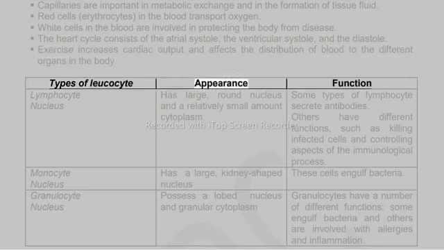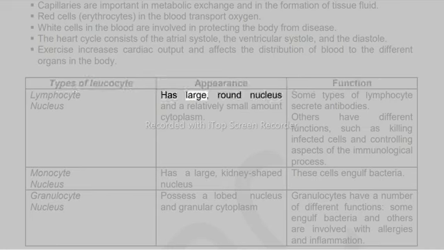Types of leukocyte: appearance and function. Lymphocyte: has a large, round nucleus and a relatively small amount of cytoplasm. Some types of lymphocytes secrete antibodies. Others have different functions, such as killing infected cells and controlling aspects of the immunological process. Monocyte: has a large, kidney-shaped nucleus. These cells engulf bacteria.